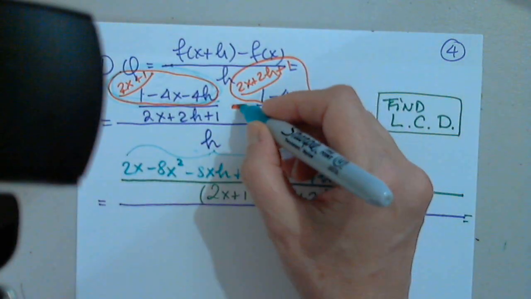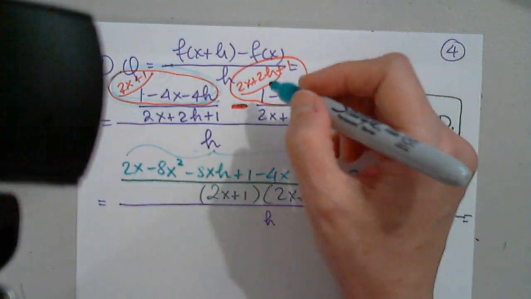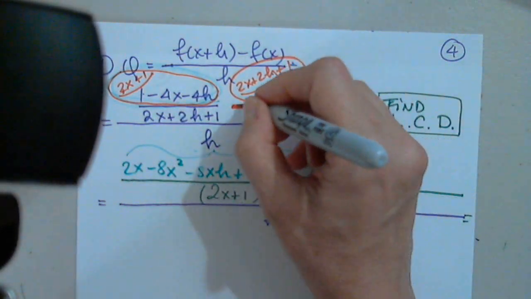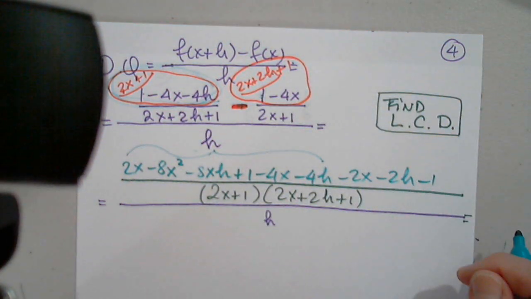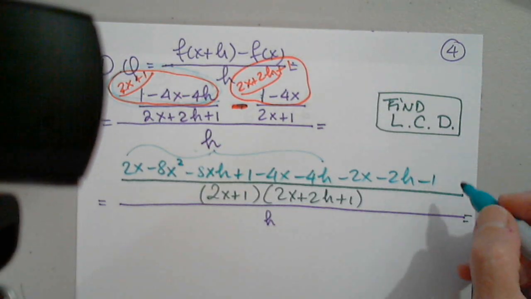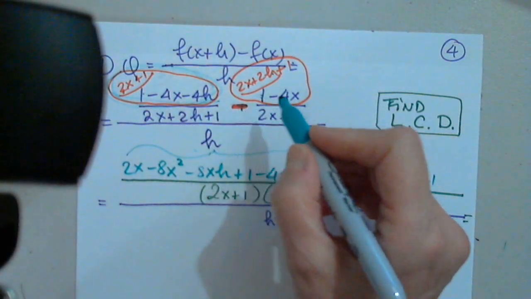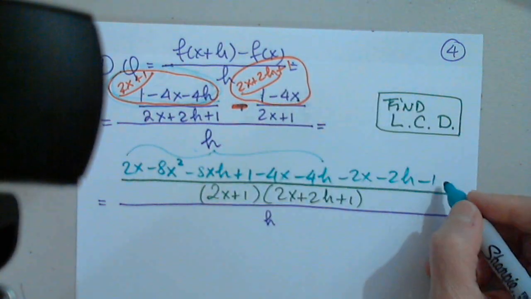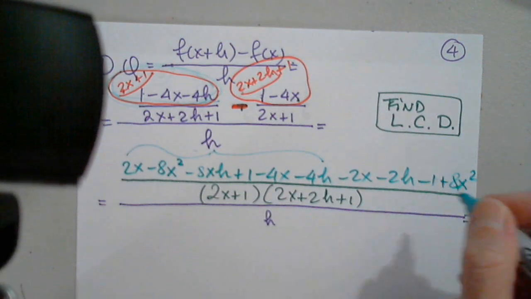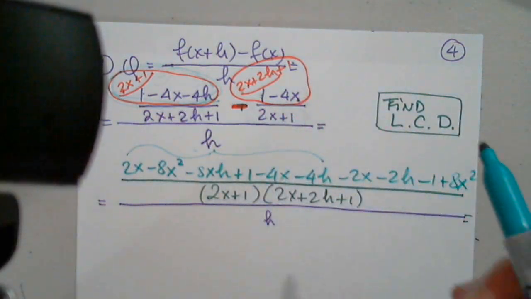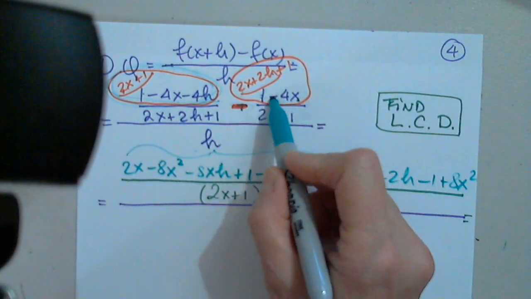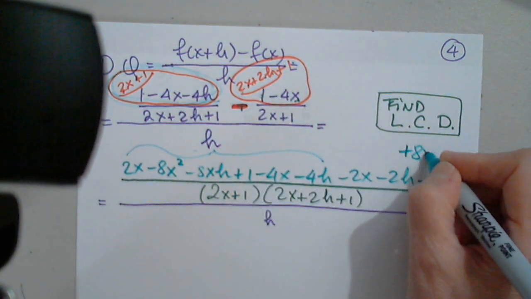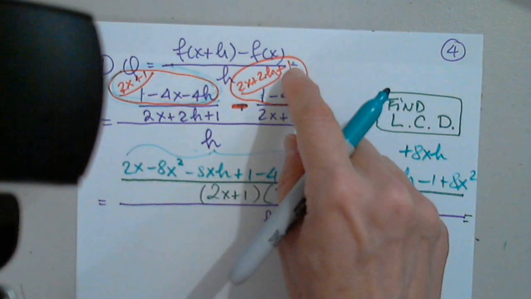One times 2x with minus in front. 1 times 2h with minus in front. 1 times 1 with minus in front. Negative 1 times negative 4x. Positive 4x times 2x. Positive 8x squared. Of course, I have to run above, right above. This is 4x times 2xh plus 8xh and 4x times 1.